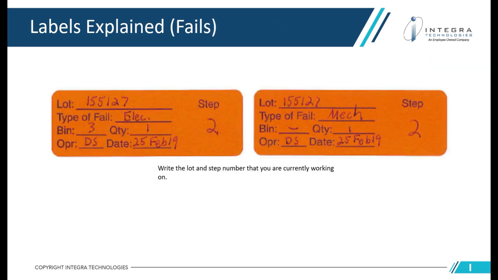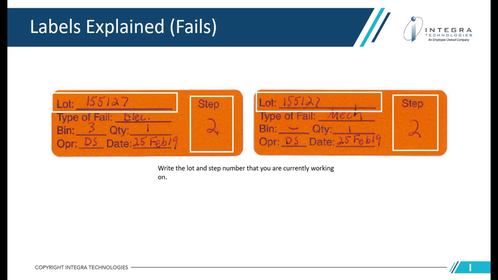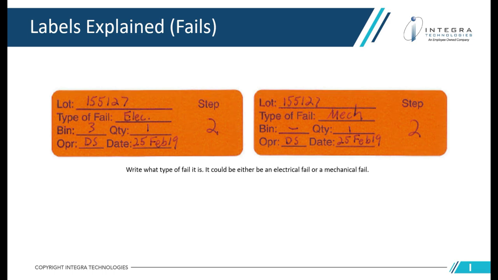Let's go ahead and take a look at our next label, the individual fail labels that will be used during testing. First, you'll need to write the lot and step number that you are currently working on. Next, you'll need to write the type of fail it is. It could either be an electrical fail or a mechanical fail. The fail type can be abbreviated in this section.